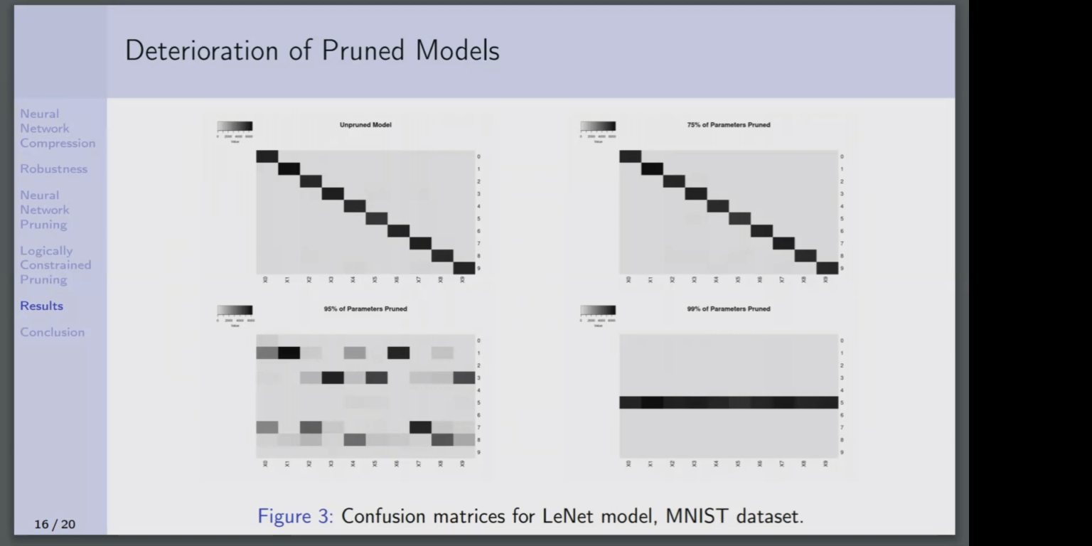So I've got 4 examples here. We've got a completely unpruned model. We've got a model with 75% of parameters pruned, 95%, and then 99%. As you can see, up to 75% of parameters pruned, we've still got the same confusion matrix as the unpruned model. But then at 95% of parameters, we see something a bit different happening.